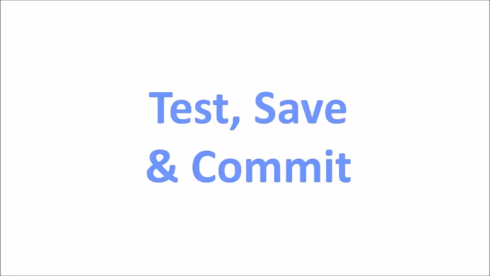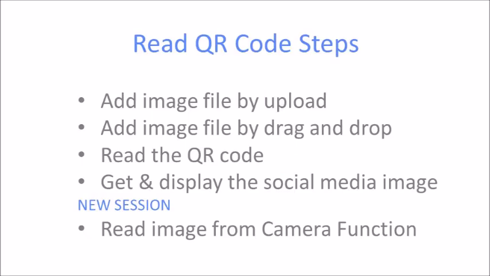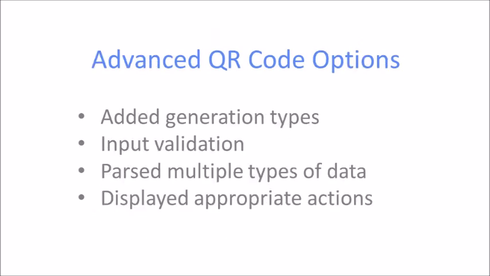So just a reminder, keep repeating the process of testing, save, and committing. Sometimes AI does not follow the task correctly, and this way you will always be able to revert back to a working version. So then we added the functionality to read the QR code. Some functionality wasn't working, but AI helped trace and fix the error. And then I cleared the session before adding the functionality for the camera. And then we added advanced QR code options. So we added generation types, input validation, passed multiple types of data, and displayed appropriate actions.